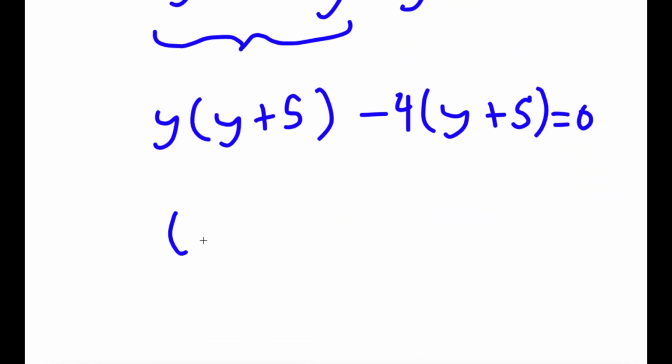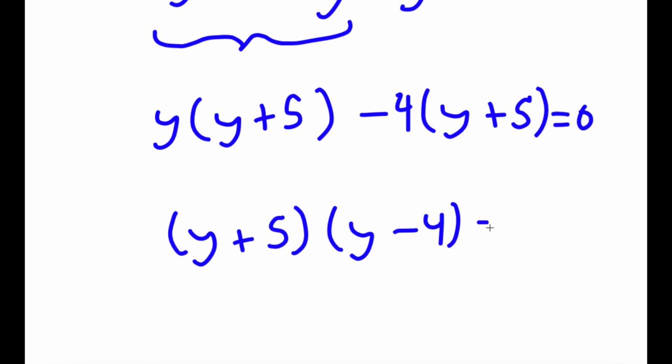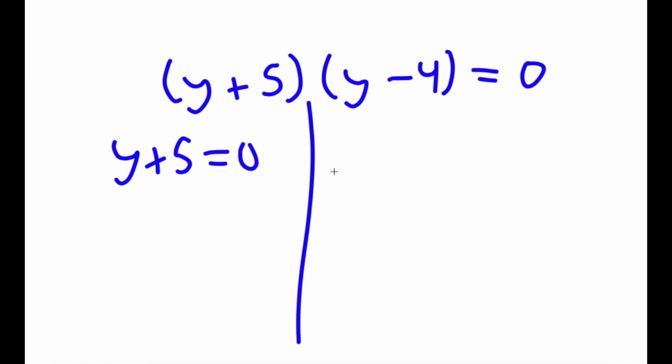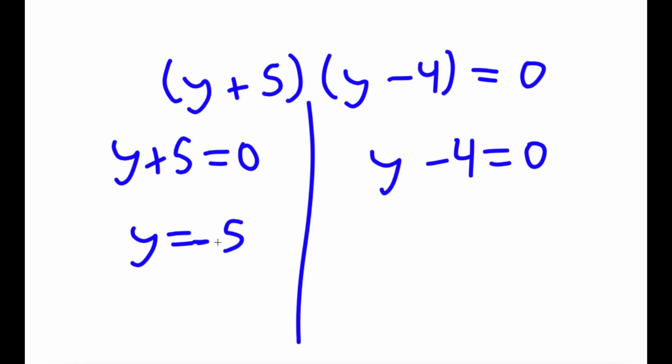So now if I factor out y plus 5, I get y plus 5 times y minus 4 is equal to 0. So now this is going to give me two equations. I have y plus 5 is equal to 0, and I have y minus 4 is equal to 0. So for y plus 5 equals 0, y is equal to negative 5. And for y minus 4 equals 0, y equals 4.